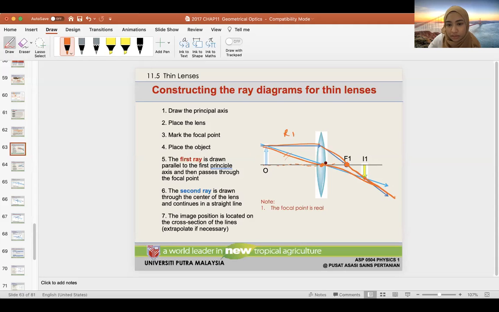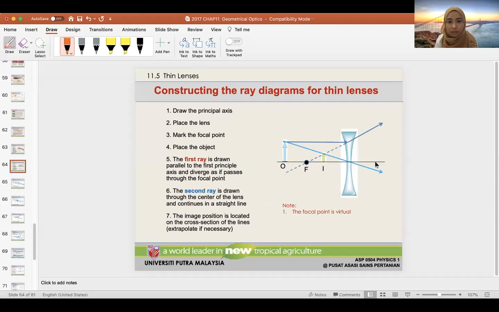So it will always touch the center of the lens. If it's not touching, draw it again. Okay, that is where your intersection is. Your principal axis is here, so this is where your image forms. So easy, same as the mirror except for the second ray. This is a diverging lens, and I know this because this is my incident light.